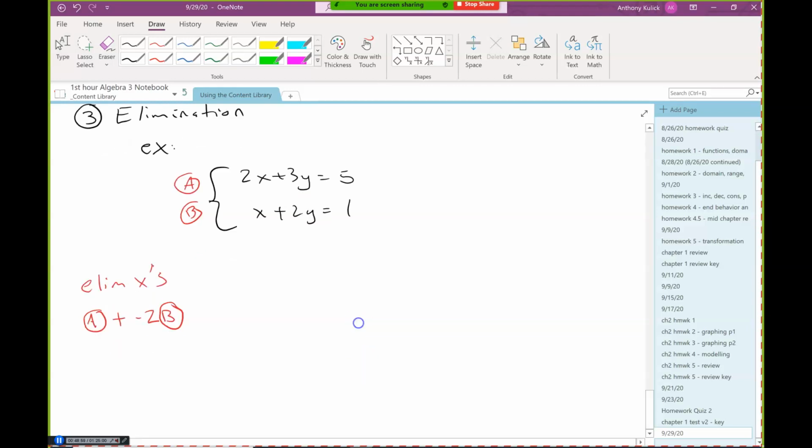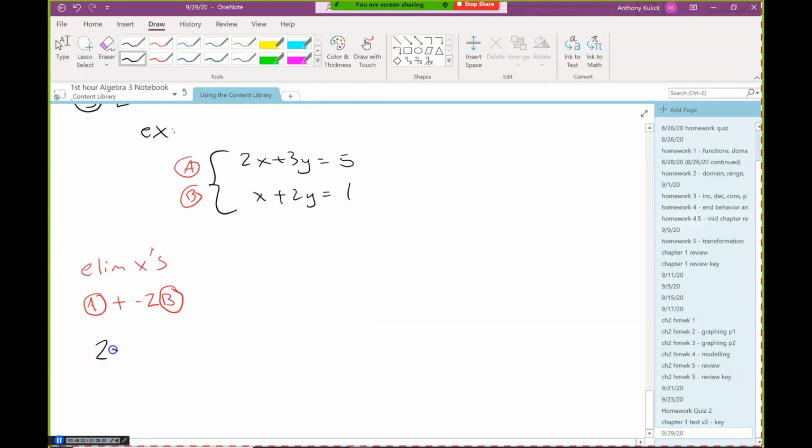Okay. So equation A, nothing different happened to, so I'm just going to recopy that. And equation B, I'm multiplying by negative 2. So negative 2 times x is negative 2x. Negative 2 times 2y is negative 4y. And negative 2 times 1 is negative 2. So I multiplied each of the coefficients by negative 2. Is everybody okay with that?